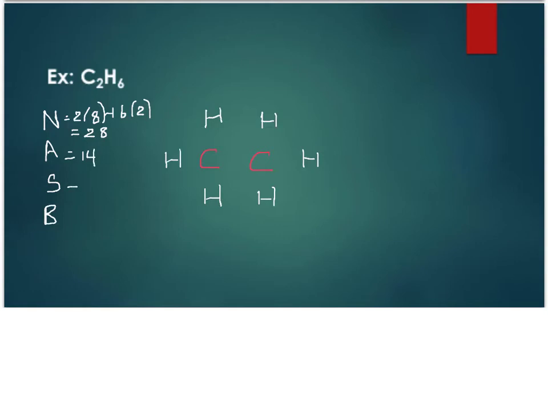Good. How many are shared? 14. How many bonds? 7. So let's see if that is actually true. Okay, so let's put in our bonds. 1 between the carbons, because they can be bonded to themselves. 2, 3, 4, 5, 6, 7.